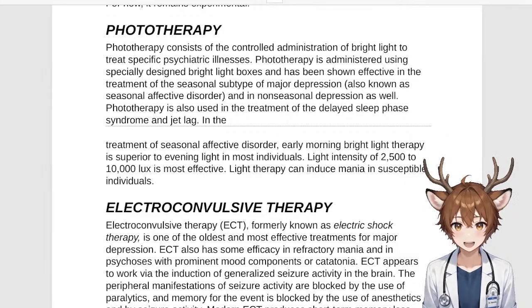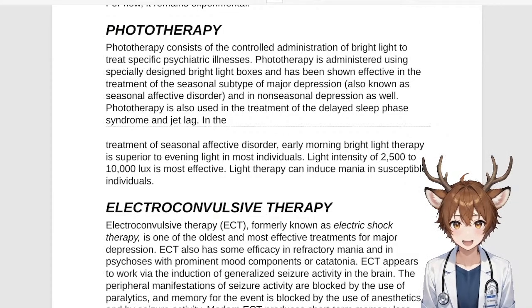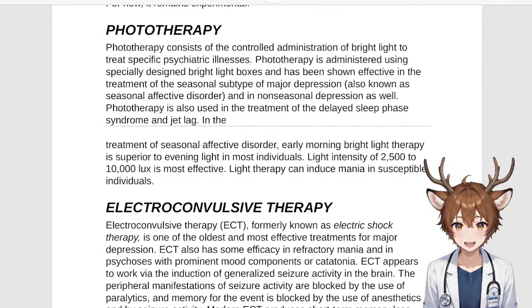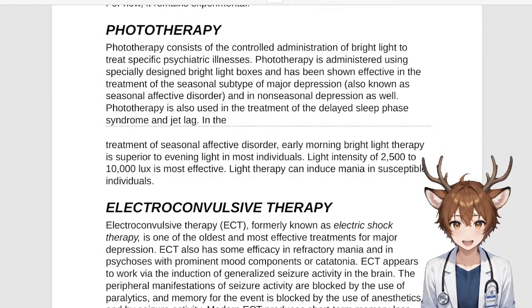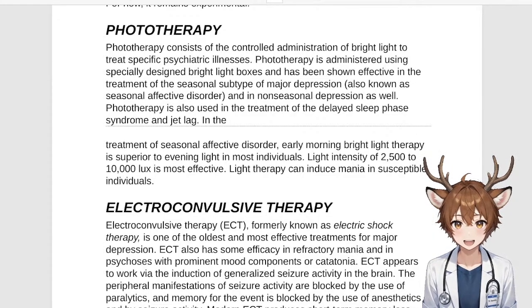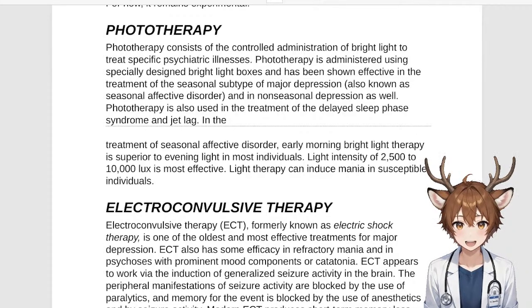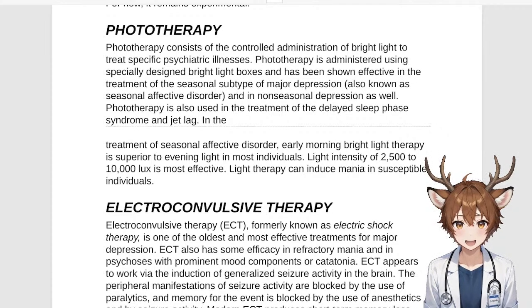Phototherapy. Phototherapy consists of controlled administration of bright lights to treat specific psychiatric illnesses. Phototherapy is administered using specially designed bright light boxes and has been shown effective in the treatment of the seasonal subtype of major depression, also known as seasonal affective disorder, and in non-seasonal depression as well. Phototherapy is also used in the treatment of delayed sleep phase syndrome and jet lag.